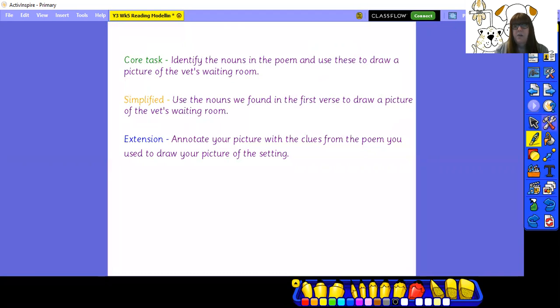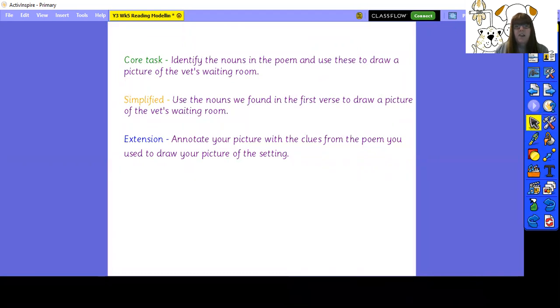Today, I'd like you to identify the nouns in the poem and use these to draw me a picture of the vet's waiting room. You're going to visualize what you think that whole scene looks like with all the parts of the poem and draw me a picture of it. That's your visualization. To simplify that task, I have put some of the nouns onto the sheet for you, and you can use the ones that I've also talked about in the first verse to help you draw your picture. Extension then: to extend your visualization picture, you can annotate it with the clues from the poem that you used to draw your picture with.